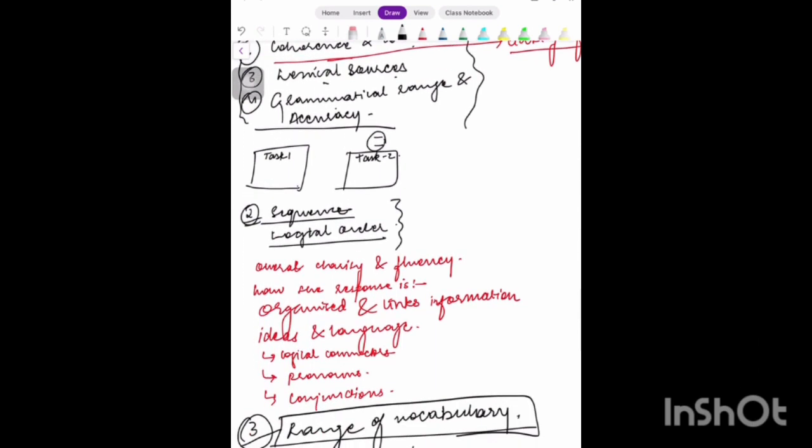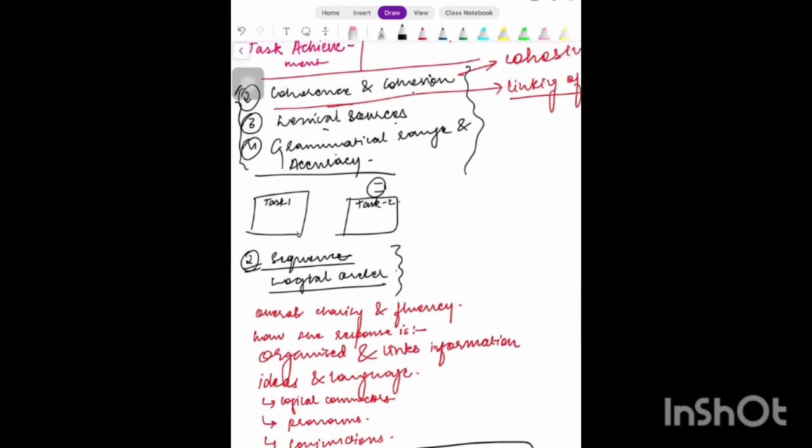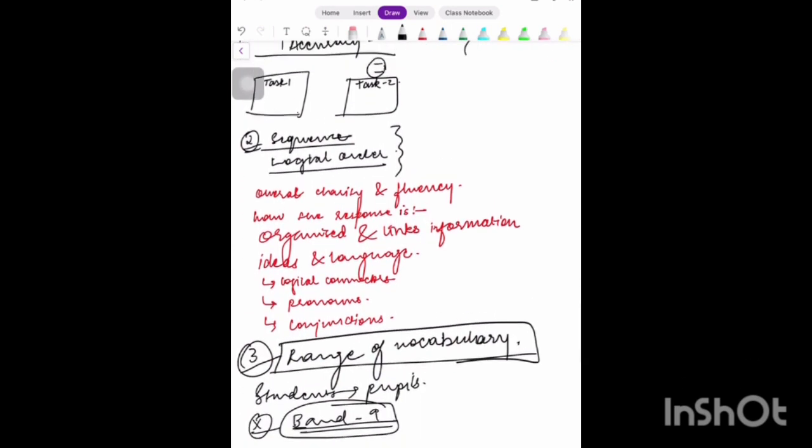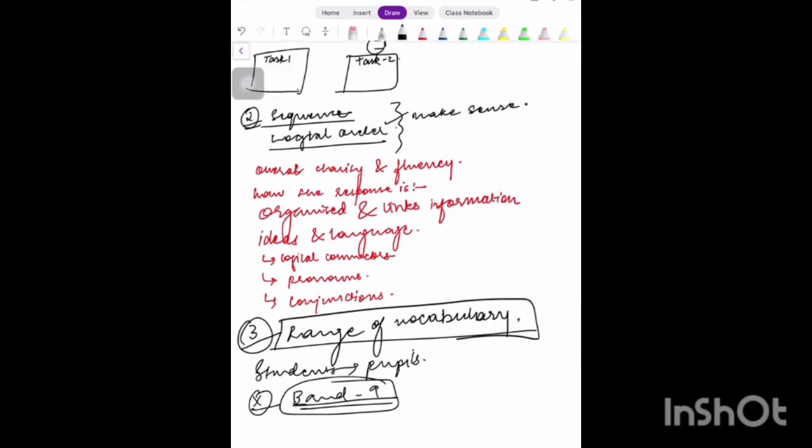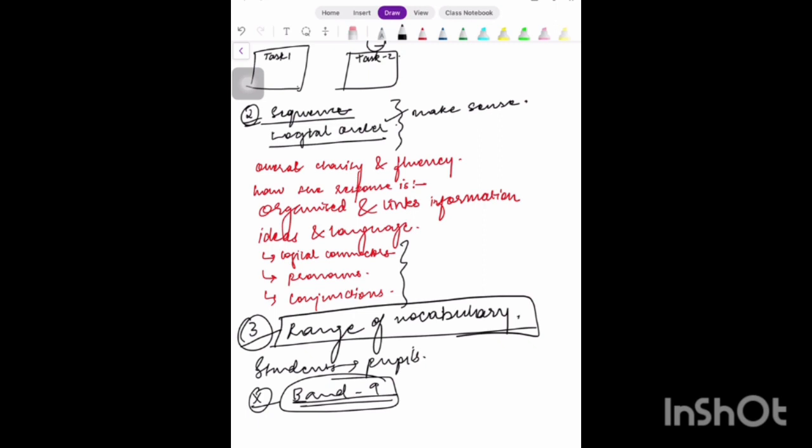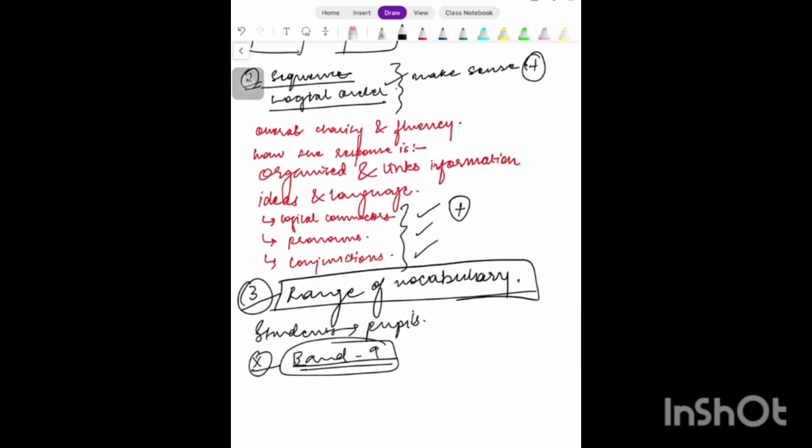So if I have to achieve good marks, firstly, whenever I'm writing an answer, I will write it in a logical sequence so that it makes sense. I'll gain points for coherence, and then for cohesion I'll make use of logical connectors, pronouns and conjunctions. So I'll be gaining marks there and there. This I've kept in my mind.